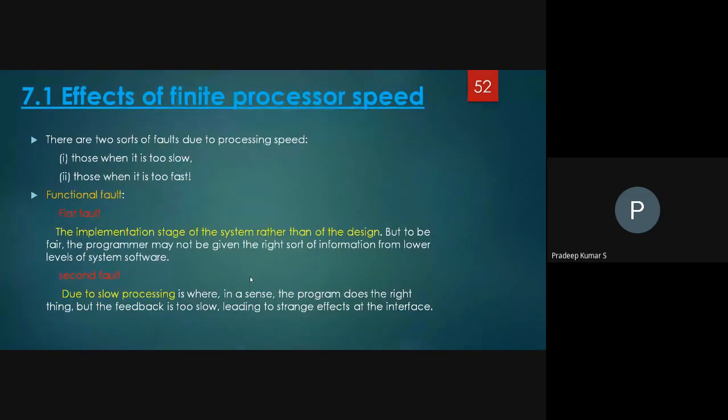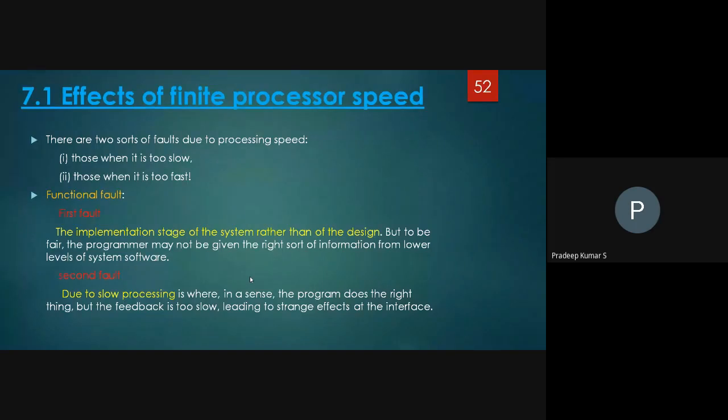That is the functional fault. The first fault is at the implementation stage of the system rather than the design. The programmer must concentrate so that the information flow is proper and at the correct speed. That is what we have to maintain at the implementation stage of the system. Second, due to slow processing, the program doesn't have the right things, but the feedback is slow. So this leads to strange effects on the interface.